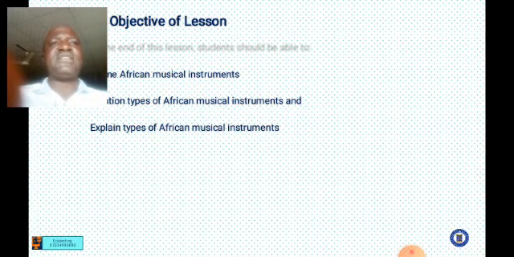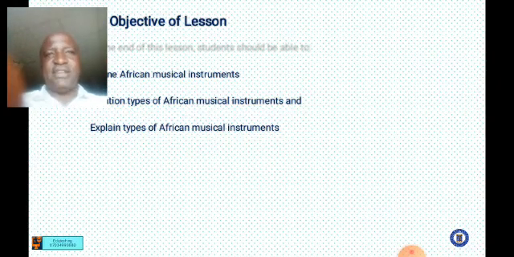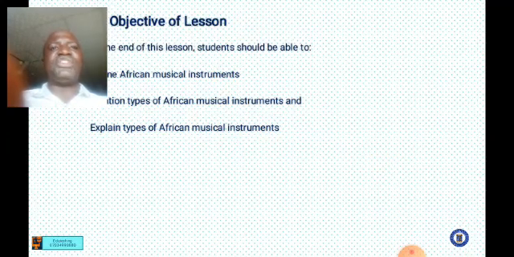Objective of this lesson: at the end of the lesson, you should be able to, first, define African musical instruments; second, mention types of African musical instruments; and third, explain the types of African musical instruments.